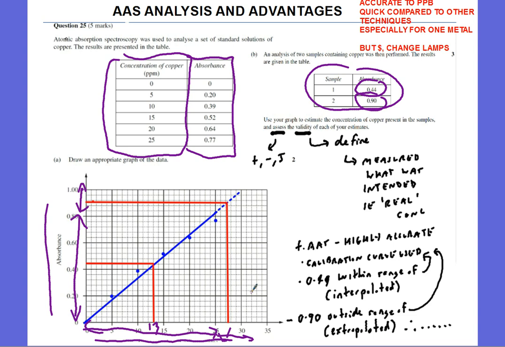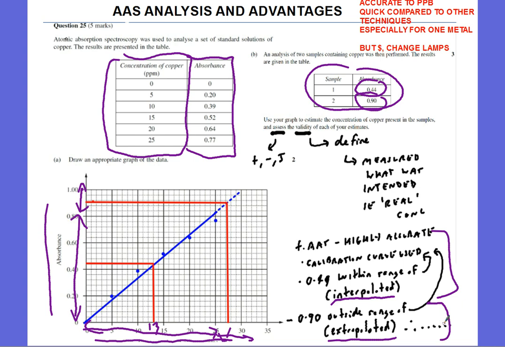To calculate this 0.9's concentration, it was outside the range of our calibration curve. So what we say is for the 0.44 absorbance sample, that data was interpolated inside our results, whereas the 0.9 sample was extrapolated outside our results, and therefore this answer here for the 0.44 was more valid or more accurate than for the 0.9 because we didn't have to extrapolate.